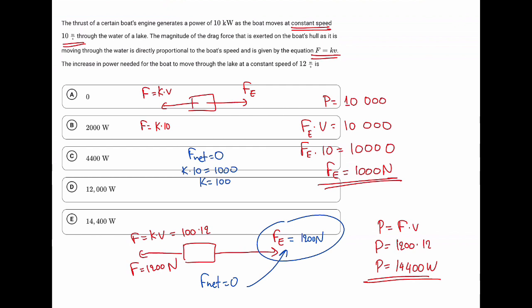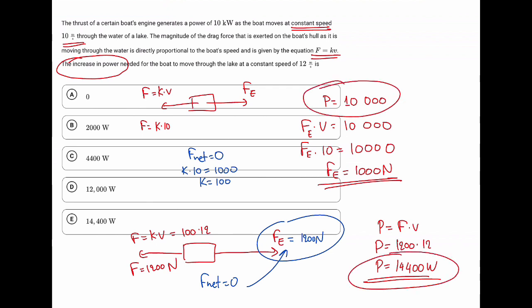However, we need to be a little bit careful. The question is not about how much is the new power. The question is about how much is the increase in the power. So the value of the previous power was 10,000 watts. It becomes 14,400 watts. So the increase in power is 4,400 watts.